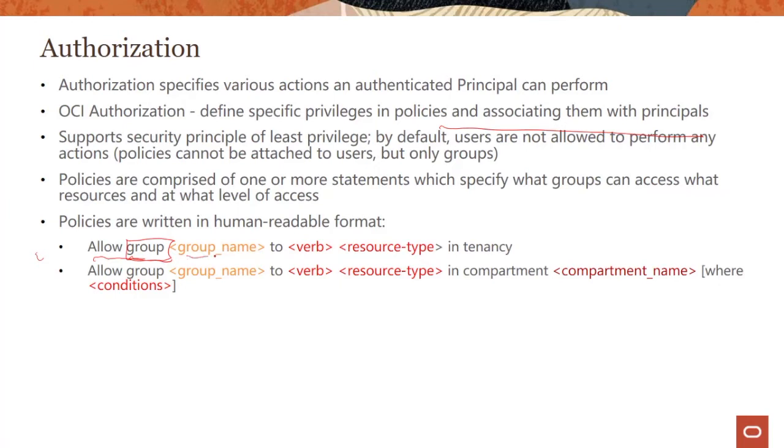You provide the group name here, and then you provide a verb, and we'll talk in the next module about what this means. Then the resource type, what kind of access you want, and you can be very granular here, and whether you want the access in a tenancy or in a sub tenancy, in a compartment. And then you can also make it more complex by adding things like conditions.